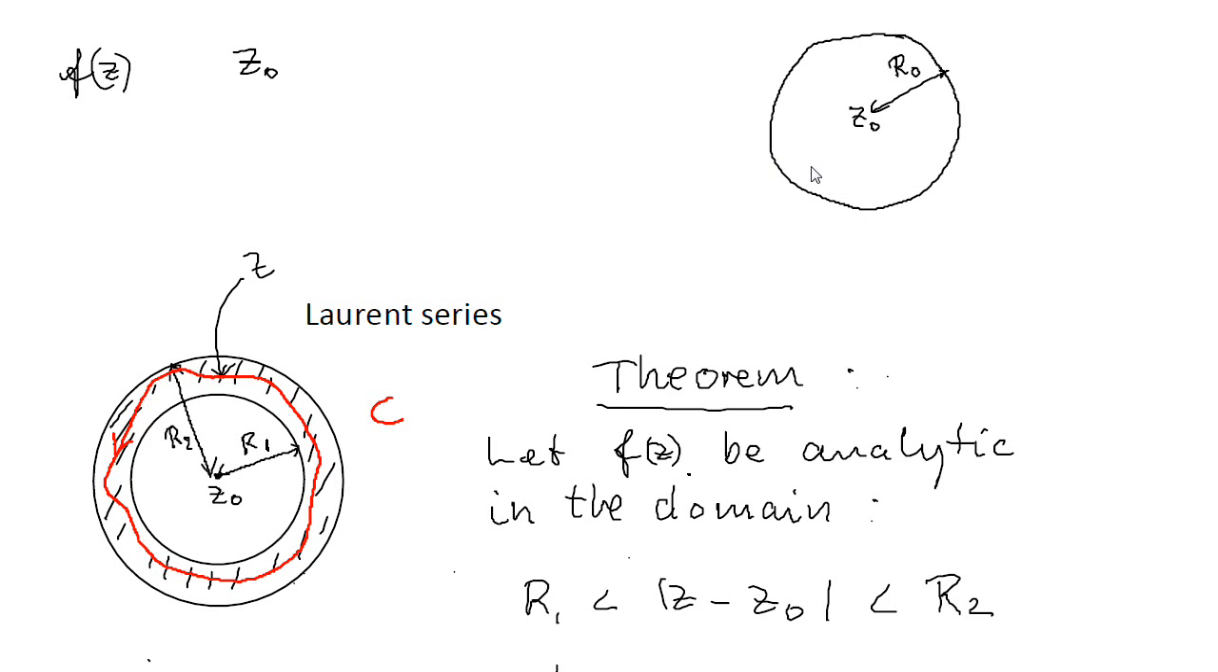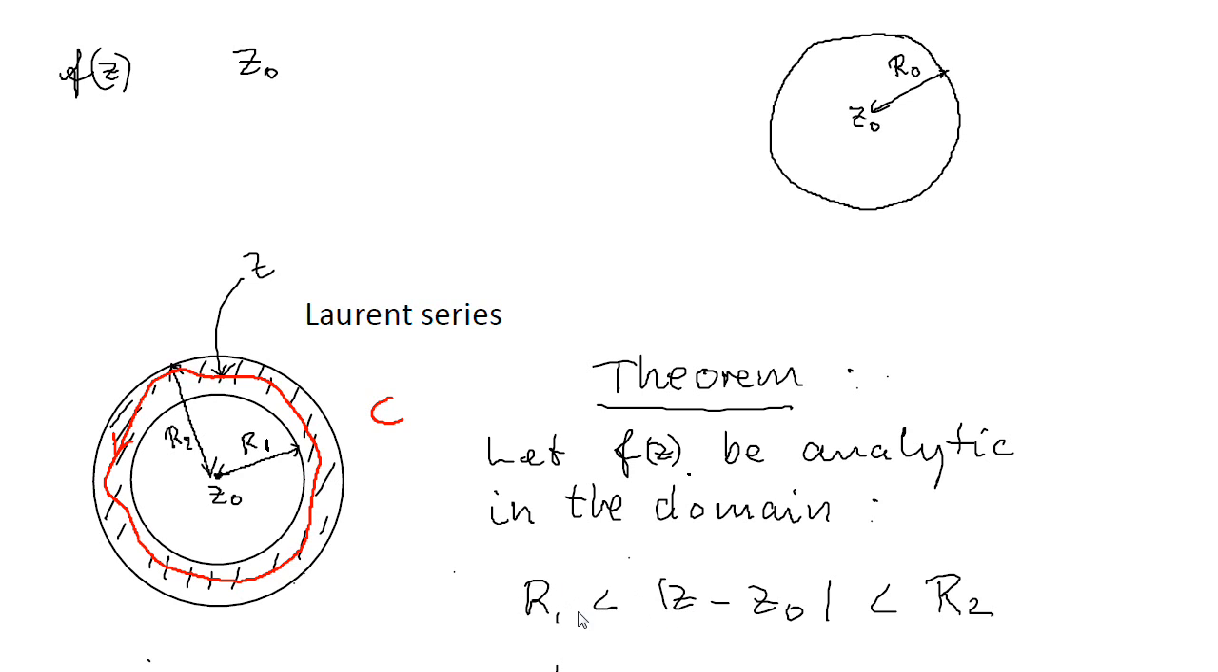We have now learned what happens when the function is analytic in some disk, the whole disk consisting of a center z0 with radius r0. Now we are going to consider a more general situation, when the function is analytic in some ring region like this.